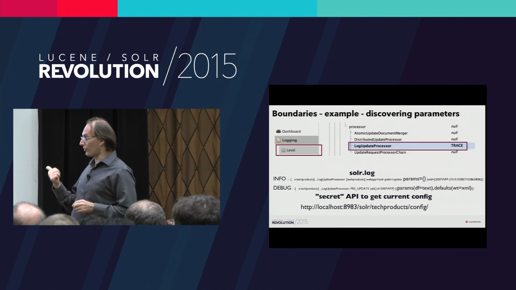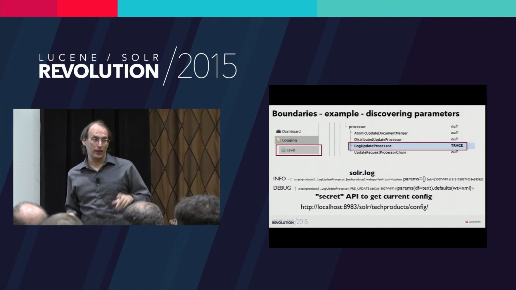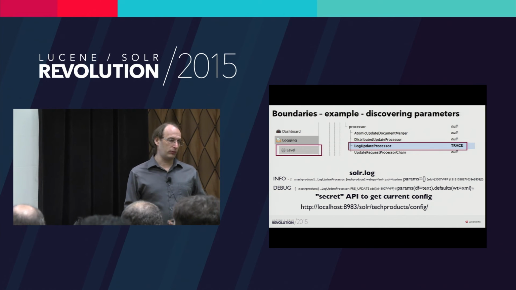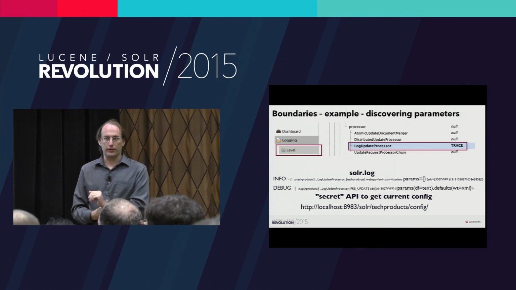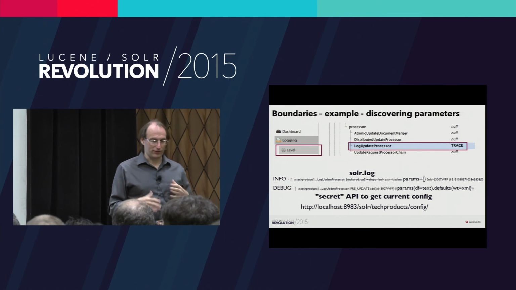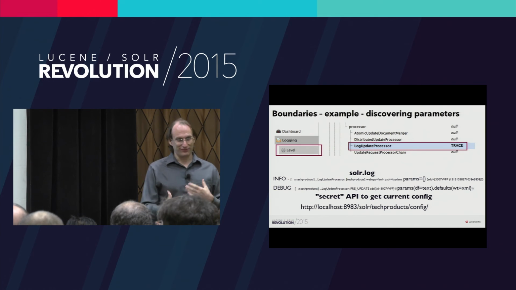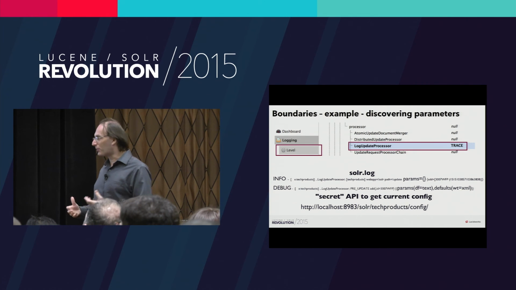Okay? There is also a secret API to get current config. Try doing it if you're running Solr 5.2.1, I think, and later. Try doing that. You will get a huge file. It's not secret. It's just undocumented yet. It's being improved on.